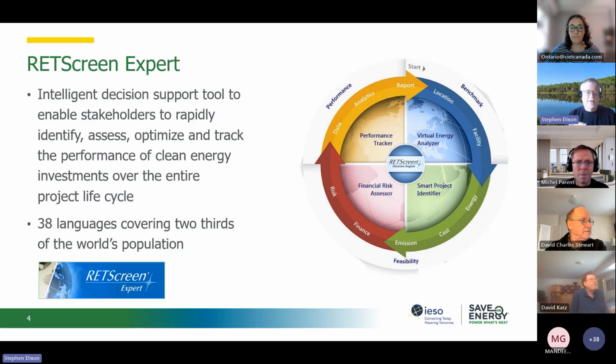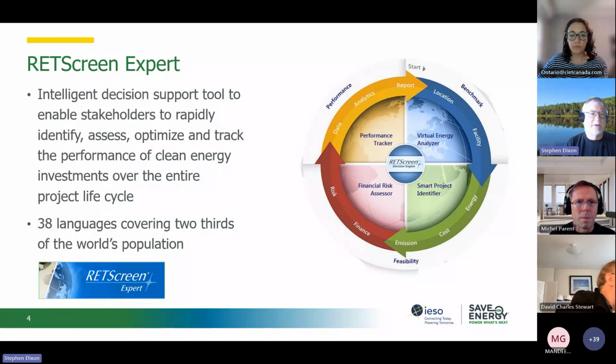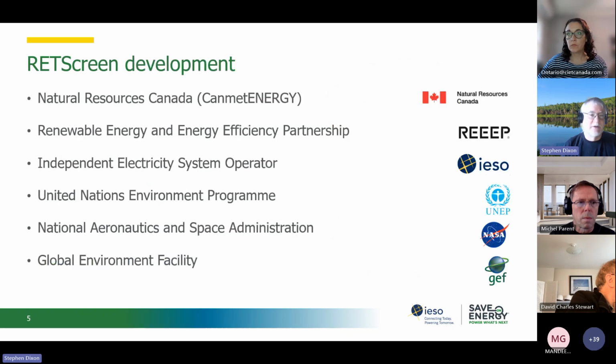So even if you do something outside of RETScreen to support what you're doing in RETScreen, you can always record that, which makes it really useful when it comes to other people later on looking at what you've done.